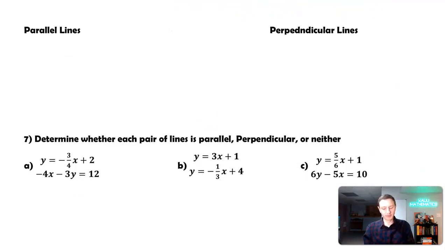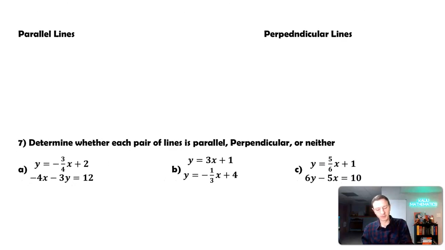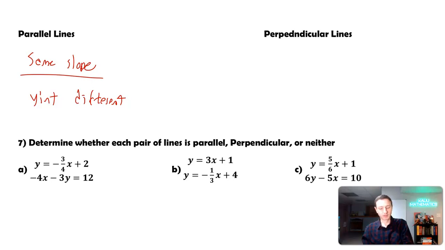Parallel and perpendicular lines. There are some relationships that we want to understand with parallel and perpendicular lines. Parallel lines have the same slope. So the slopes are equal. But the y-intercepts are different. Same slope, but the y-intercept is different.